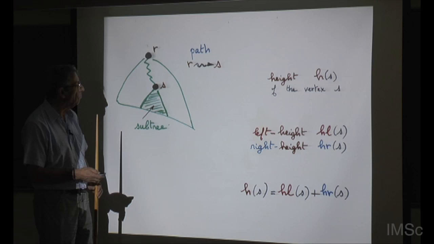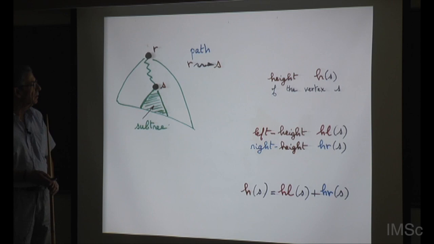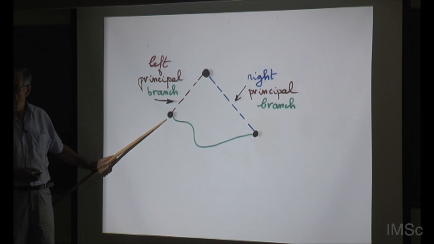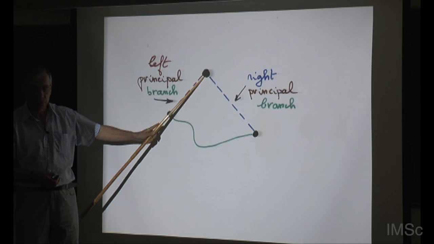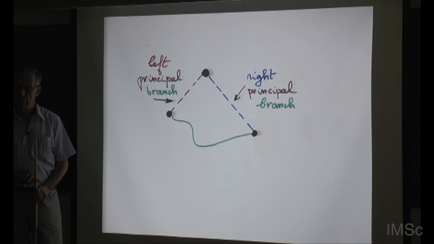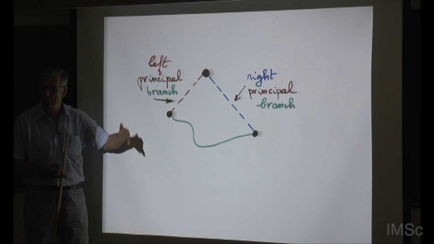Now, some other terminology I will use in the following classes. If you start from the root and always go left, the longest path going left will be called the left principal branch of the tree. And the longest path going always to the right, starting from the root, will be the right principal branch of the binary tree. The length of this branch will be an important parameter in the statistics of binary trees.